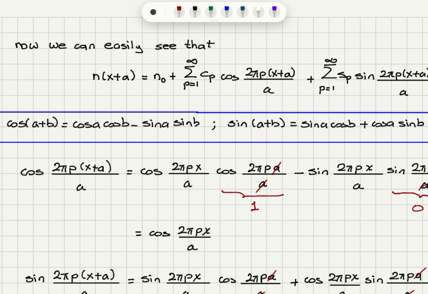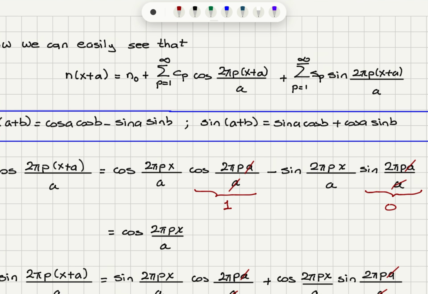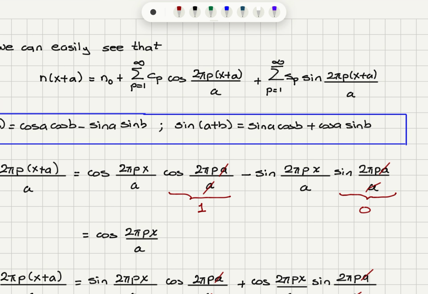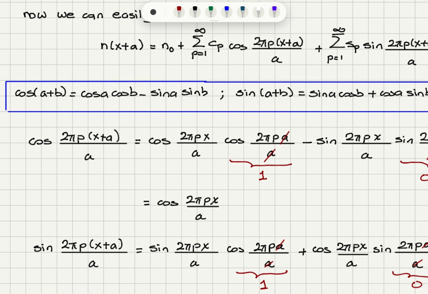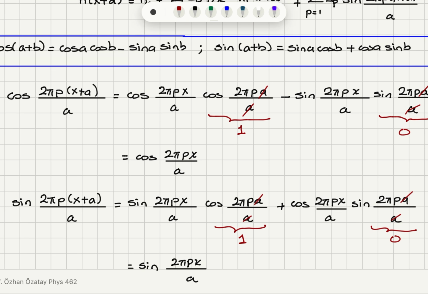So if I use this for cosine 2 pi p x plus a over a, I will have first cosine 2 pi p x over a, cosine 2 pi p a over a, and then minus sine 2 pi p x over a, sine 2 pi p a over a. Now sine 2 pi p, because p is an integer, is 0, and cosine 2 pi p, because p is an integer, is 1. So it's like cosine 0, cosine 2 pi, etc. So I find that the second term is going to disappear. The first term gives me just cosine 2 pi p x over a.